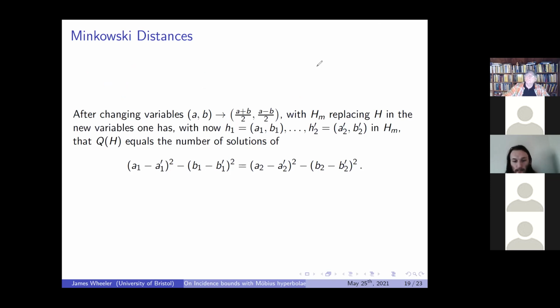The other point which is worth making here is that if -1 is a square in our field, which it can quite easily be, then the Euclidean and the Minkowski distances become the same thing, because we can change our x squared minus y squared to x squared plus (iy) squared, and we've gone from our Minkowski to our Euclidean.